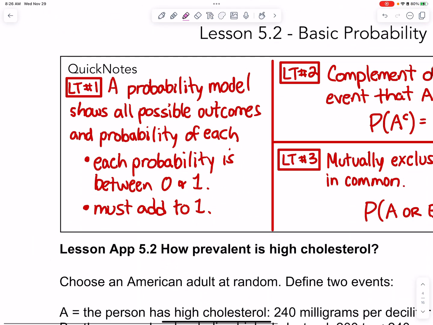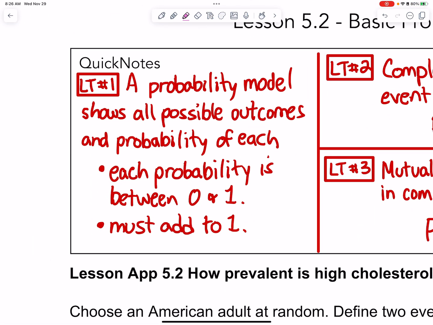Okay, the outcomes that we had, the learning target 1, is a probability model, shows all possible outcomes, but you have to make sure each probability is between 0 and 1, because 0 is a 0% chance of something happening, and the highest probability, 1, is a 100% chance of something occurring.